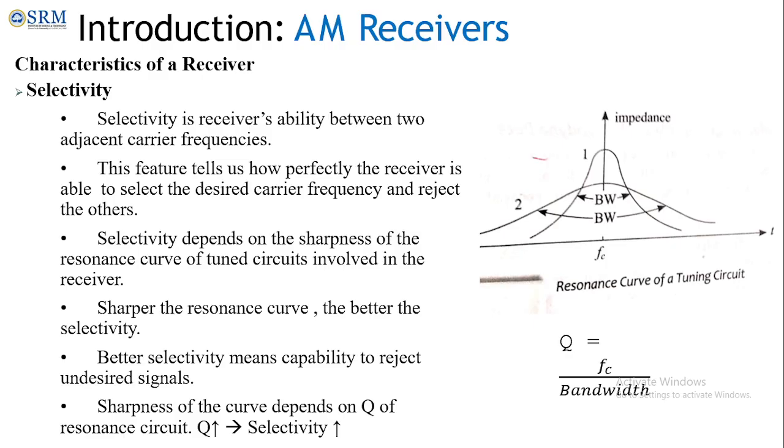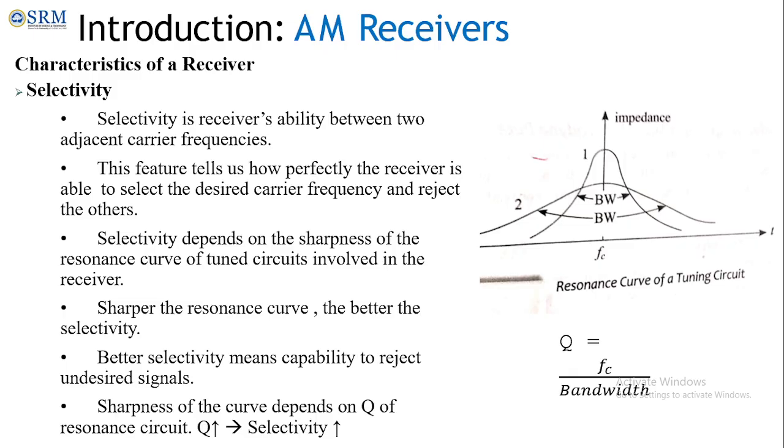Selectivity means a receiver's ability to distinguish between two adjacent carrier frequencies. If you see the diagram here, it represents the resonance curve of a tuning circuit. The receiver will be able to select the particular desired frequency and almost reject all the other remaining frequencies. Based on the resonance curve, we can say how the frequency has been selected.